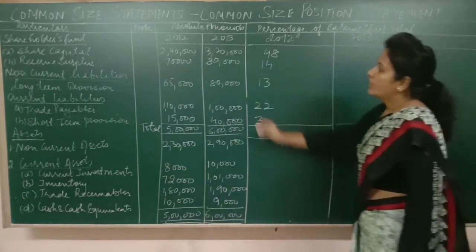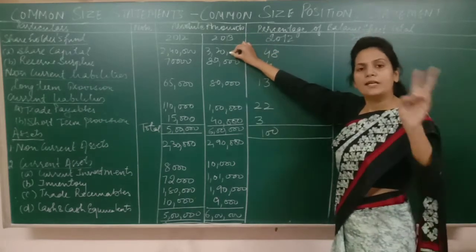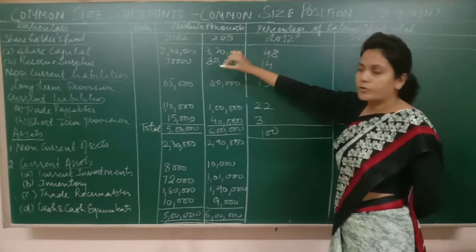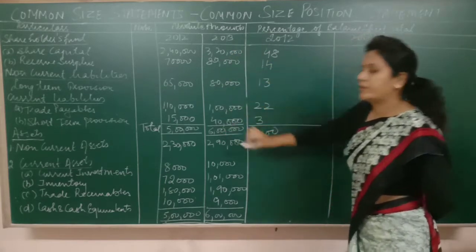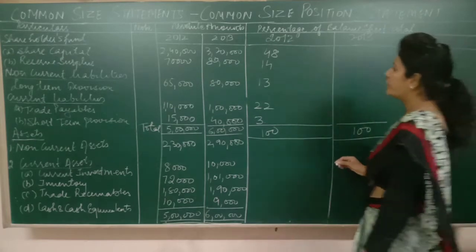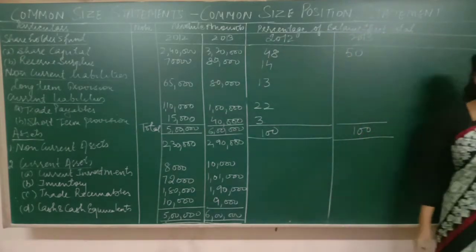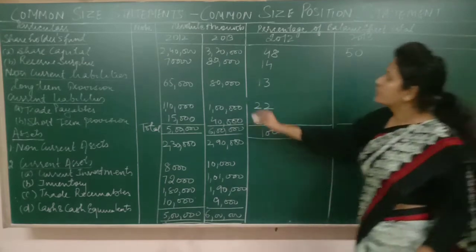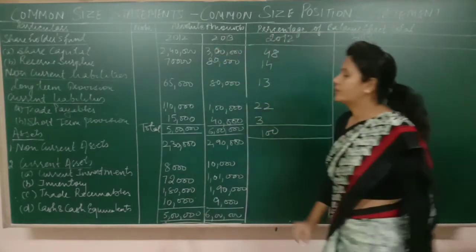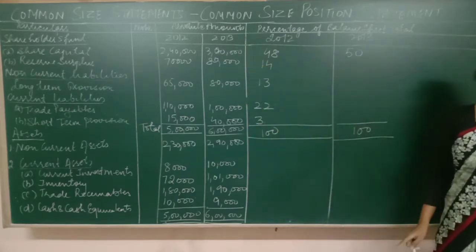Now I have to express this value of rupees 3,20,000 in percentage. So the formula would be 3,20,000 divided by rupees 6 lakh into 100, which will be equal to 50%. And here the value is 3 lakh, not 3,20,000. So 3 lakh upon 6 lakh into 100 will be equal to 50%.